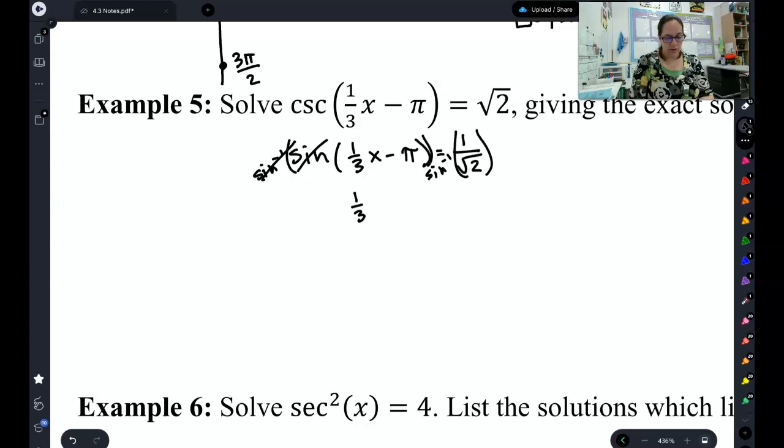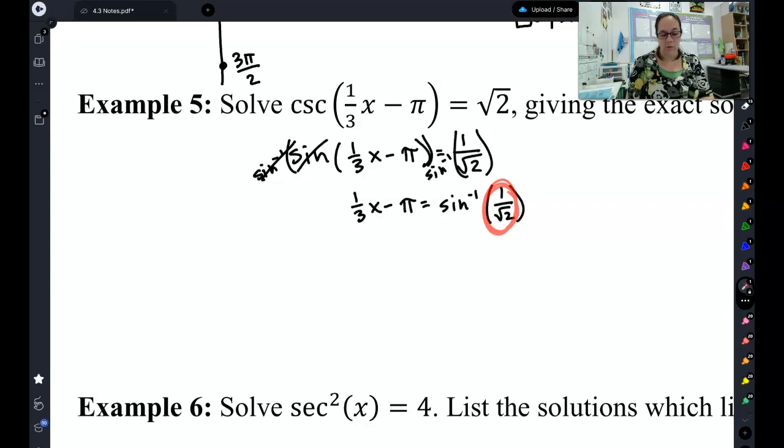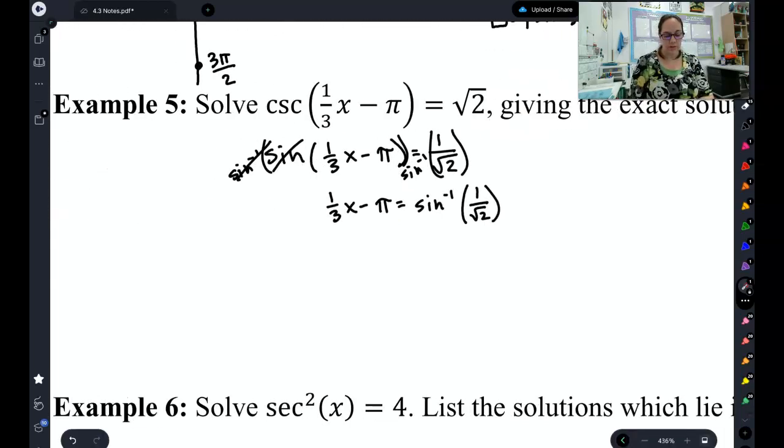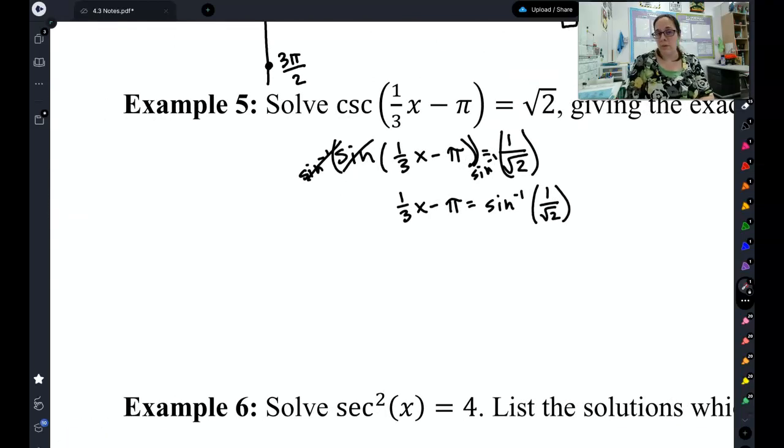So I get 1/3 x minus pi equals arcsine of 1/√2. So you need to go to your unit circle, find the two triangles that have that sine value or that y value, list all your answers that are set equal to this, then finish solving this for x to change your all answers, and then finally list your all answers so you only get the ones between 0 and 2 pi. Try this one out on your own and then come back to check your work.